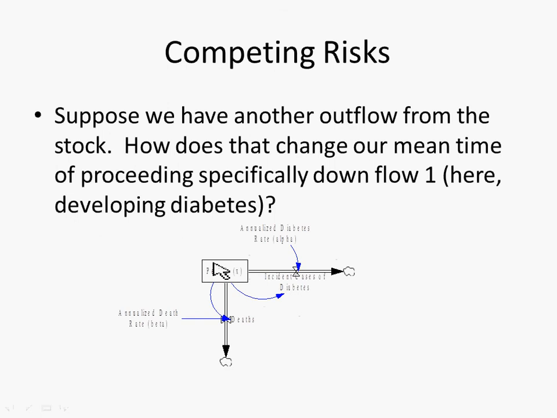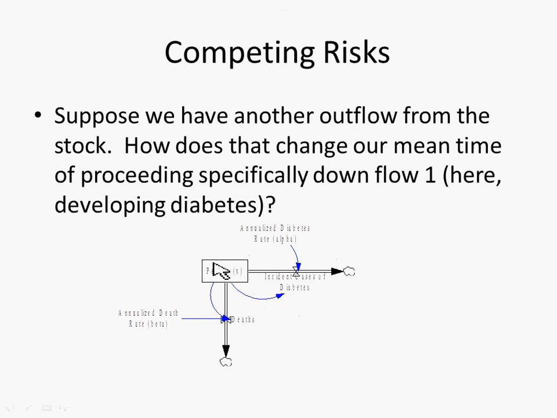Certainly there is all this mathematics behind it. But I do expect you to know that if you see a competing risk situation, the average time it takes to go out through one transition does depend on the rates of the other transition. Why is that important?